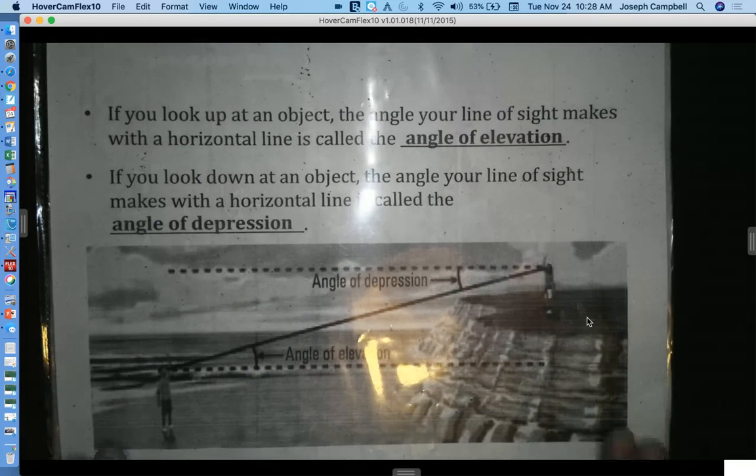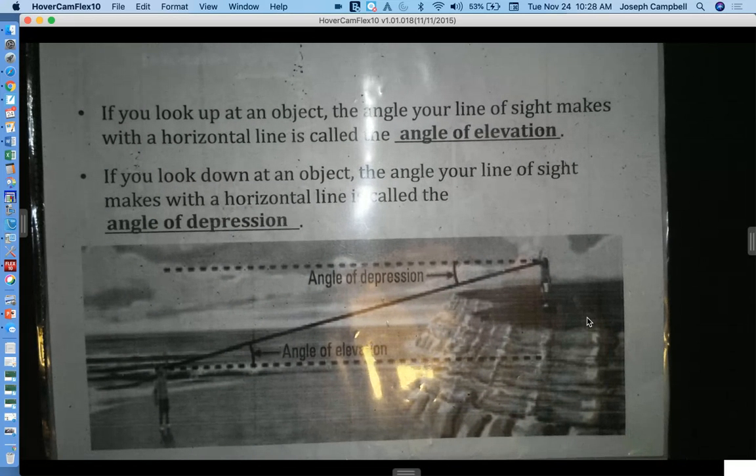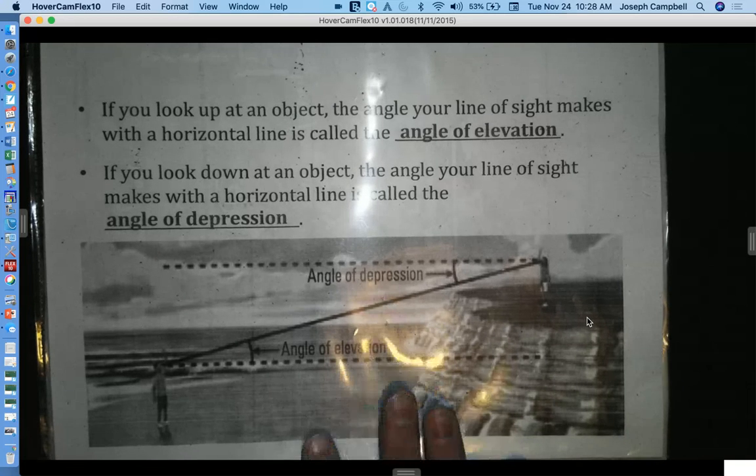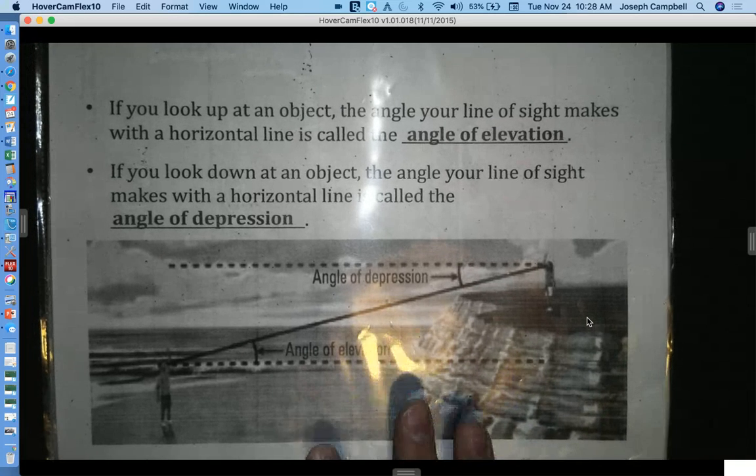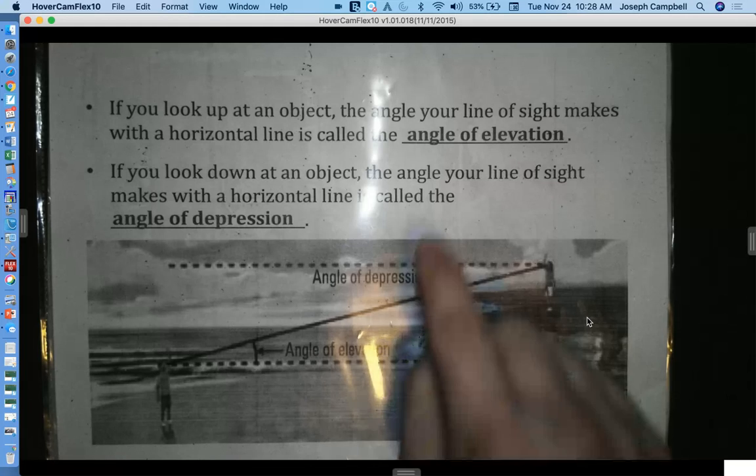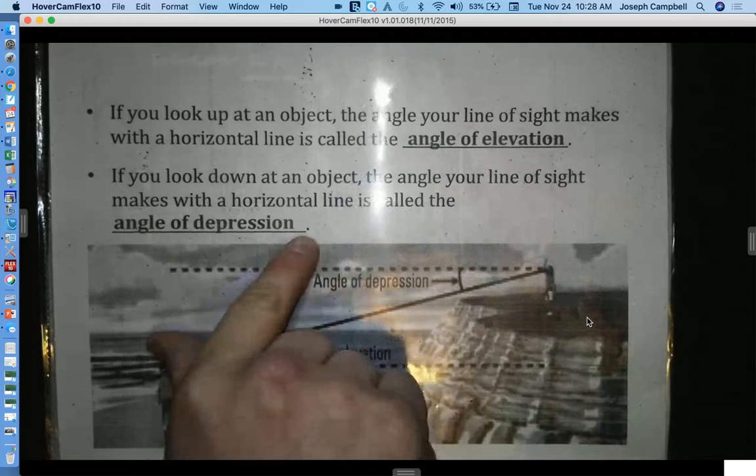All right, so a lot of times I like to involve some context with these problems, and they're not hard, but there's a couple things you have to be aware of. They sound like really confusing, but they're not. So one of those things is angle of elevation. The other is angle of depression.